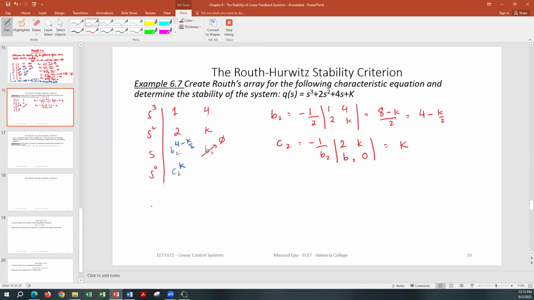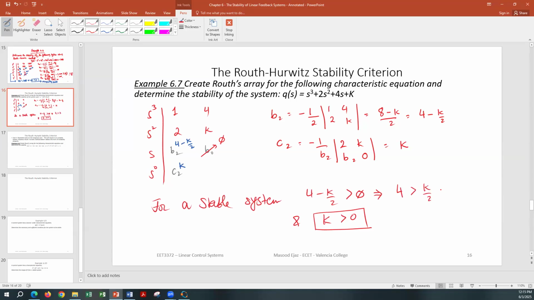So for a stable system, (4 minus K) over 2 has to be greater than 0, and K has to be greater than 0. So one condition is that K has to be greater than 0. The other condition comes from here: 4 has to be greater than K over 2, or K over 2 has to be less than 4, which means K has to be less than 8. So the range of K is 0 to 8.